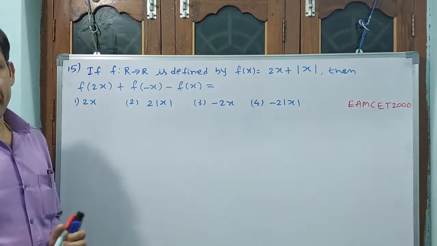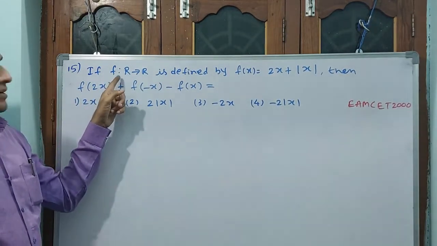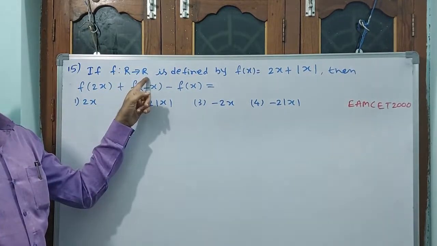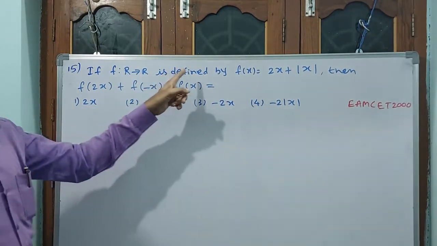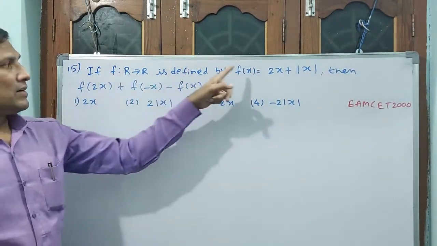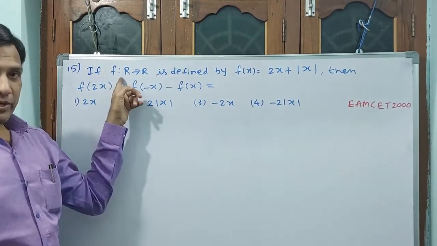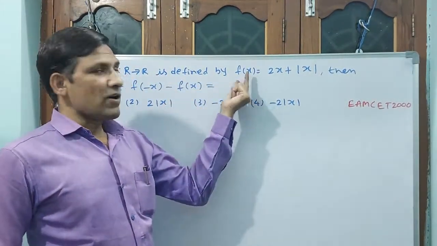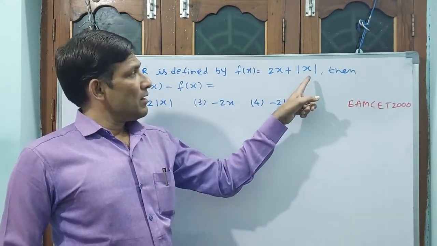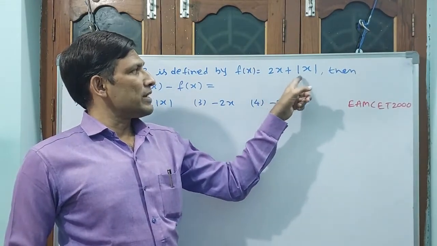See, question number 15. If a function from real numbers to real numbers is defined, that means domain is real numbers, codomain is also real numbers, by the original function. Actually this is the definition of a function, but here what is the original function? F of x is equal to 2x minus modulus x. Please see carefully: f of x is equal to 2x minus modulus x.